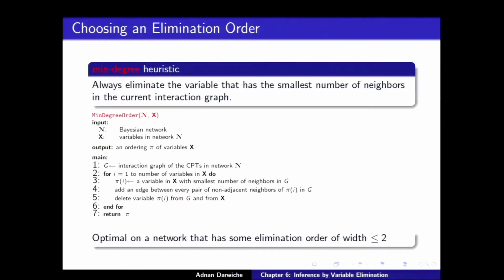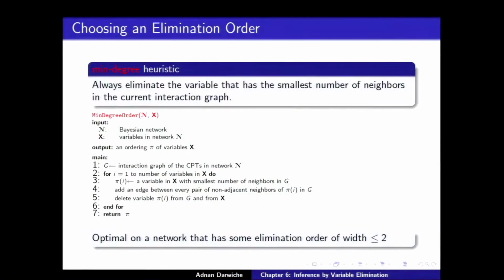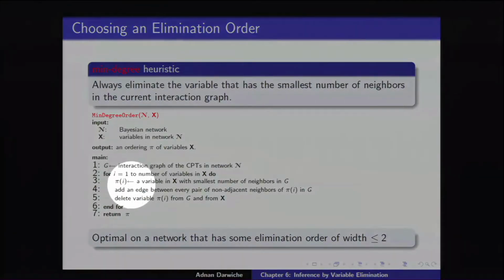Any ideas? I can give you a hint. I can point you to a line in this pseudocode, or I can give you a name. Which one do you want? The line? Okay. This one wants to be more challenged. Number 4 is the hint. Yes, go ahead. Exactly. And it is called the min-fill heuristic. Instead of eliminating the variable that has the smallest degree, you think about how many edges it will add when I eliminate it, and you pick the one that adds the smallest number. And it's called the min-fill heuristic.